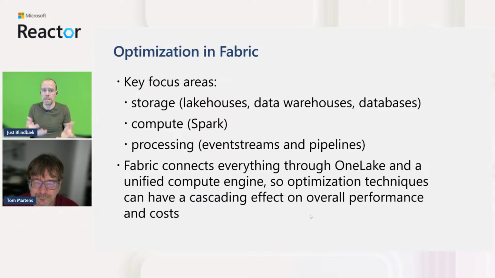You can go in and optimize the storage. So that is basically what Tom talked about, the delta tables, and all of those lakehouse and warehouse databases are storing it in delta tables. So getting to know that, then you can go in on the compute engine, the Spark engine, which is one of the important compute engines when we are talking data engineering, optimizing that. And then also the processing of the events coming in, so the event stream that is part of the real-time analytics, or the pipelines that are part of the data factory. So there are many different topics that you actually can go in and optimize on.